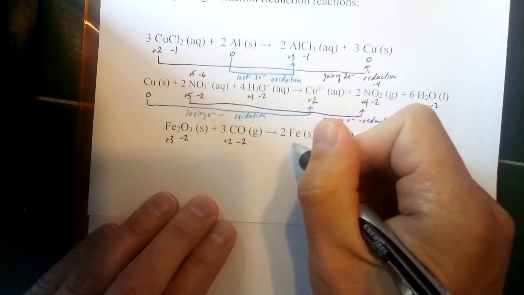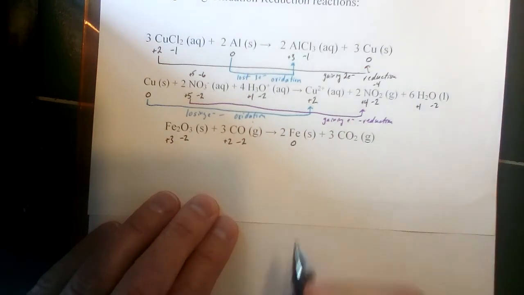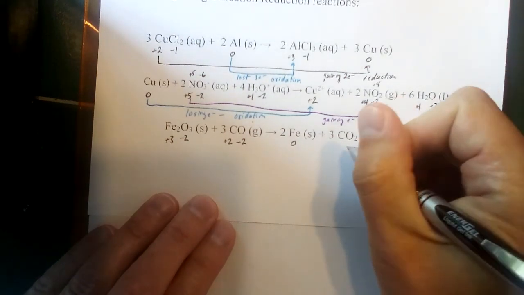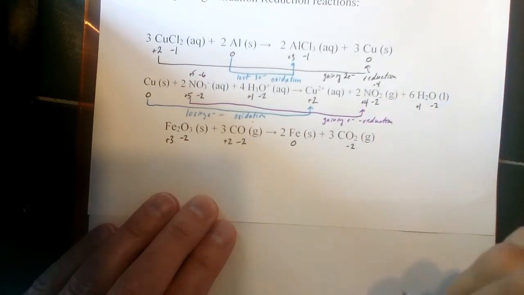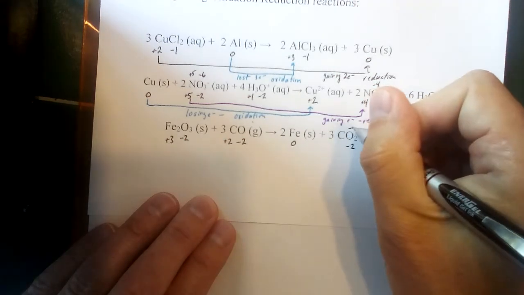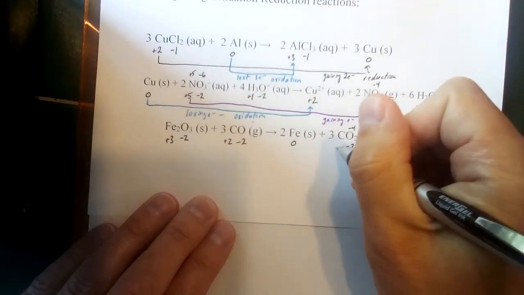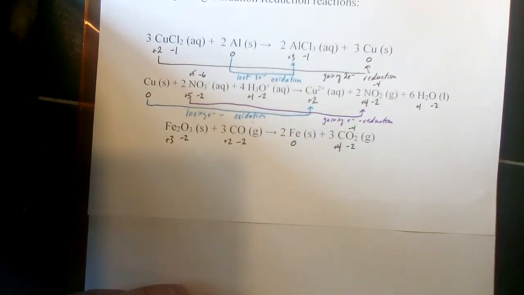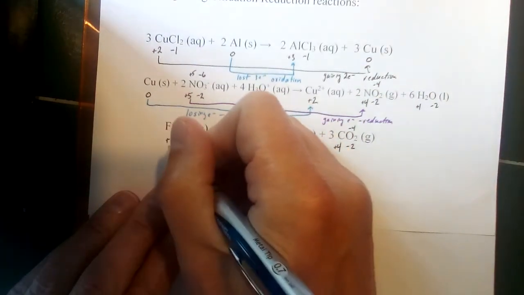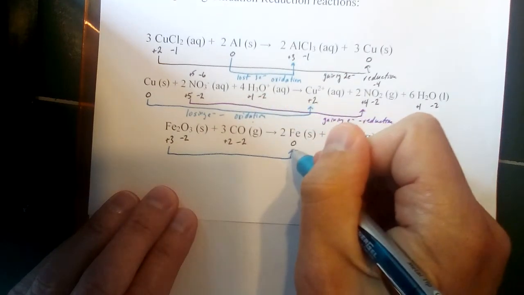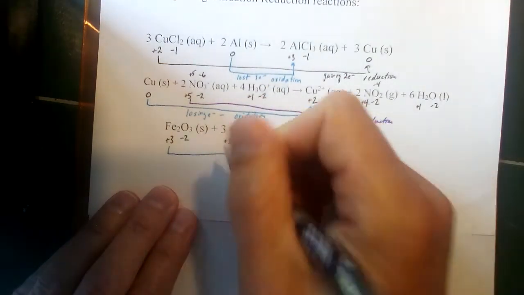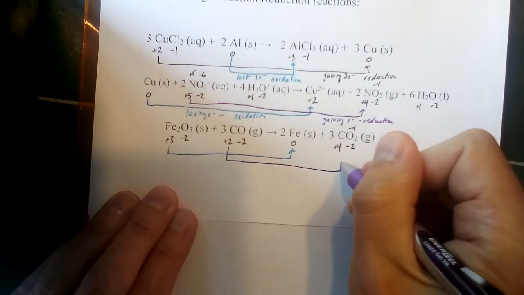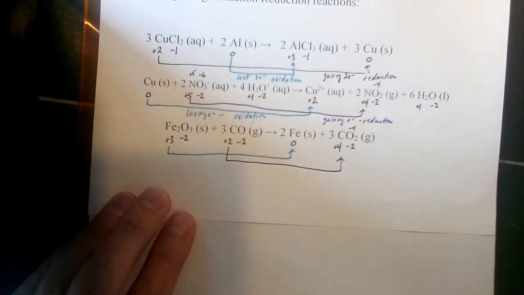On the product side, iron is 0. And then 3, carbon dioxide. Again, we'd start with oxygen getting to be -2. That's an algebraic sum of -4. That means this carbon is now +4. So there's our changes. Iron went from +3 to 0, and carbon went from +2 to +4.